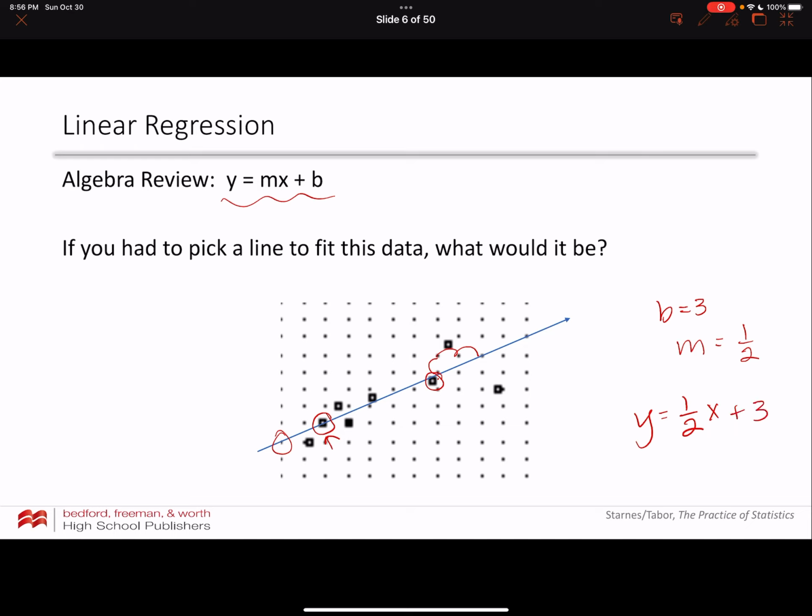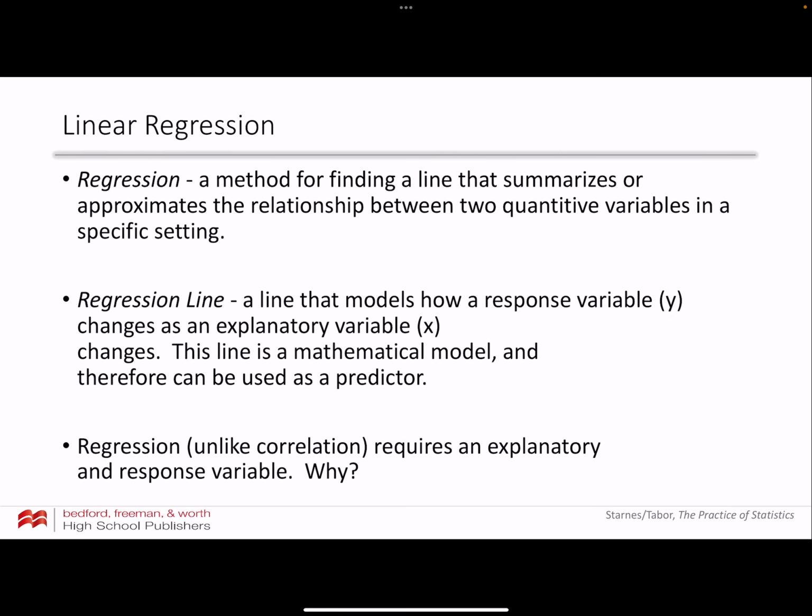We're going to essentially do that today. That's going to be our goal. But you're not really ever going to do this by hand. Your calculator is going to do it for you. So regression. Regression is a method for finding the line that summarizes or approximates the relationship between two quantitative variables. And the regression line is the actual line that you come up with. It models how a response variable y changes as an explanatory variable x changes. This line is a mathematical model and therefore is going to be used as a predictor.